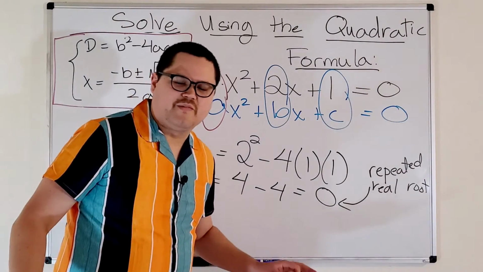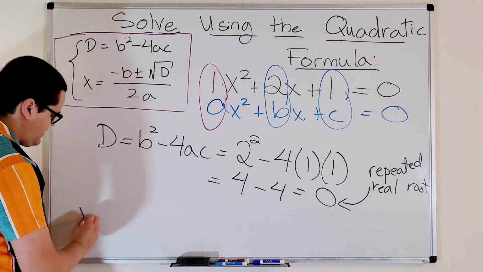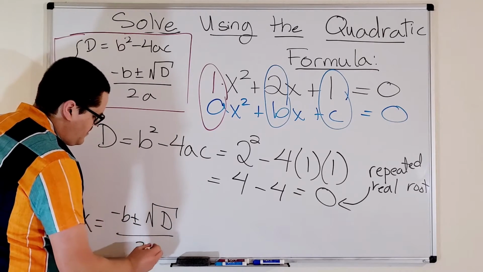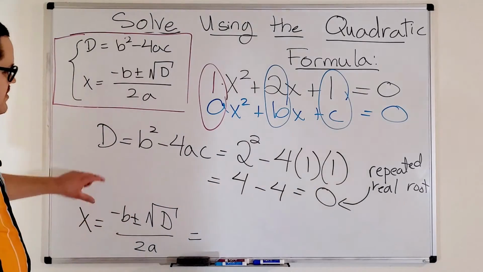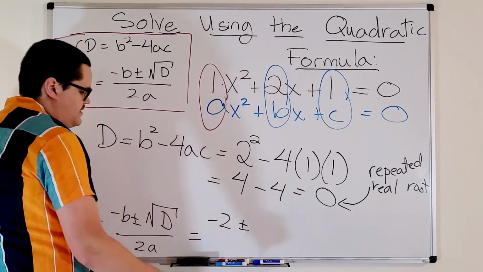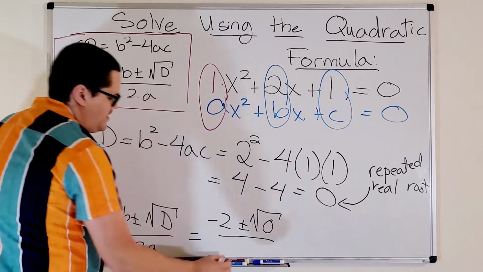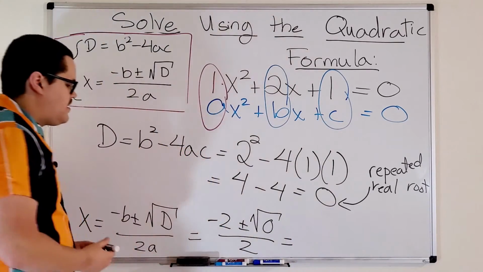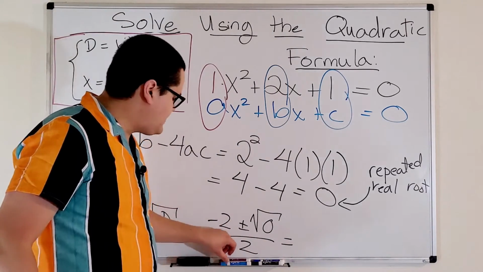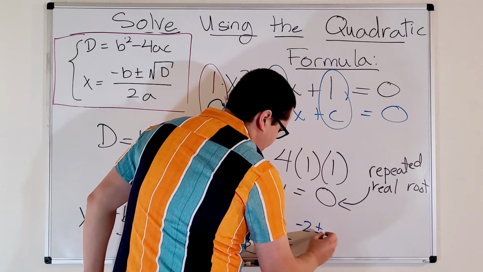And I'll show you what I mean by this. It comes from the second equation. So x is negative b plus or minus square root of D over 2 times a. So negative b is negative 2. D is 0, so plus or minus square root of 0. And 2 times a is 2 times 1, which is 2. Well, the square root of 0 is just 0. So we get negative 2 plus or minus 0 over 2.